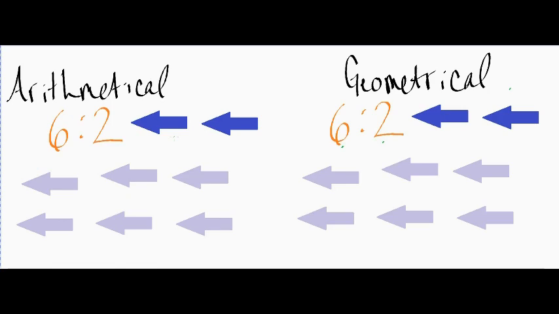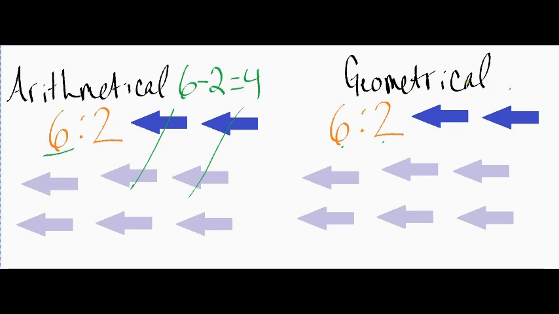Alright, now with an arithmetical ratio, the way we're thinking about that is really just very simply how many more do we have. So think of it as 6 minus 2. So these would cancel out and we would get 4. Okay, so it's really just another way of thinking about a subtraction problem.